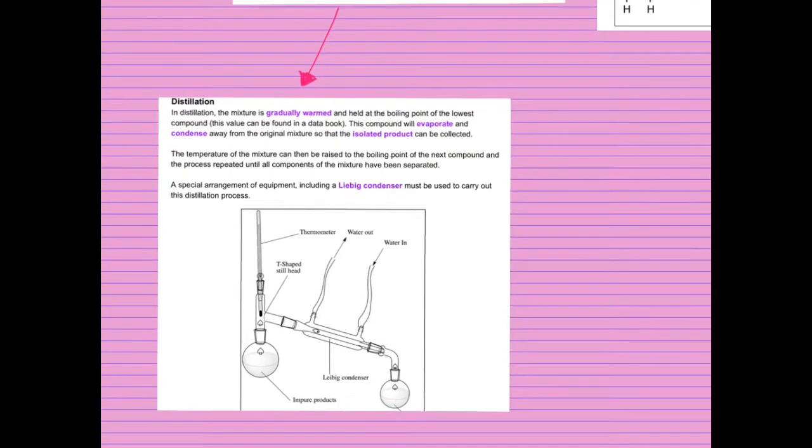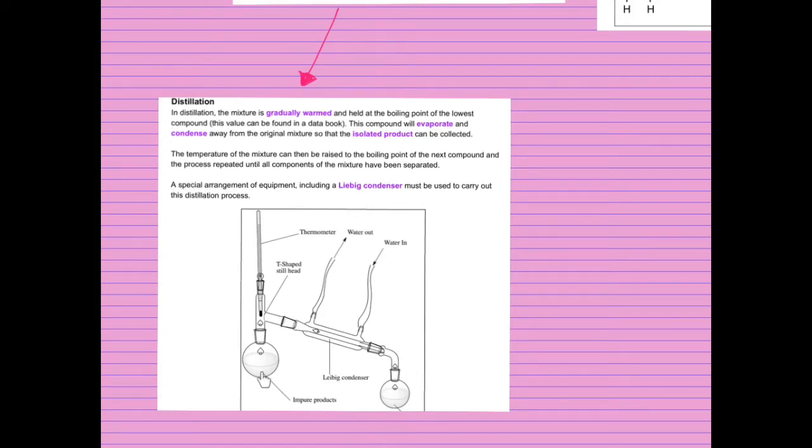So with this process, it has to be distilled, so you need to know the basic makeup of a distillation. You need to be able to either label it. You might even be asked to draw it. Okay, so you've got your impure products, so two liquids tend to be mixed together, thermometer, condenser there with water coming in and out, and then a collecting tube.